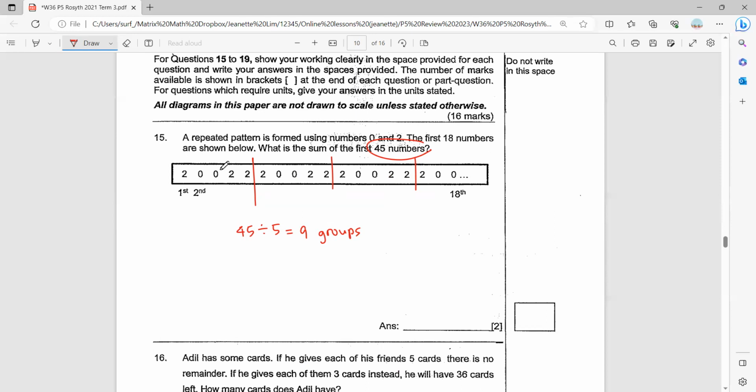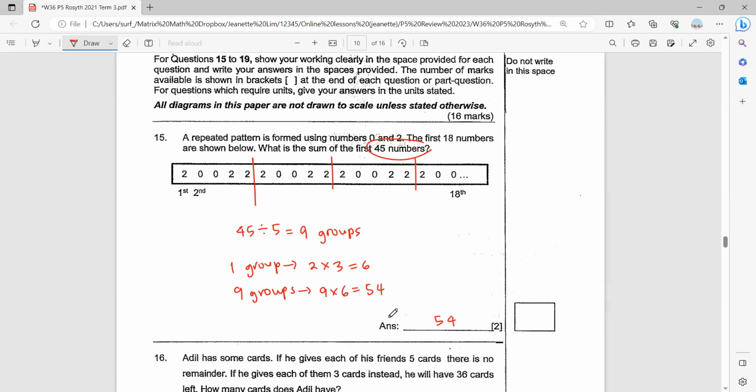The sum means the value. Each group. Every one group, what is the value? So the value is 2, 2, 2. So one group is 6. Since there are 9 groups, so 9 times 6. So this is 54. The sum of the first 45 numbers.